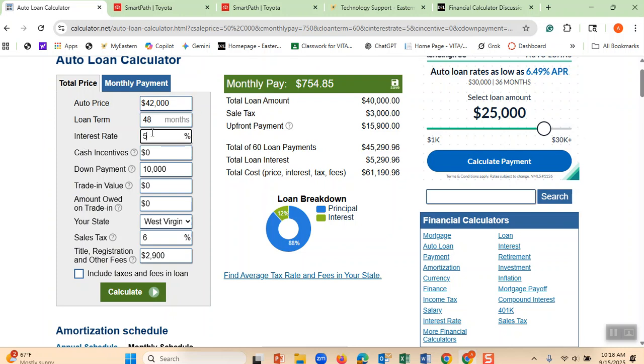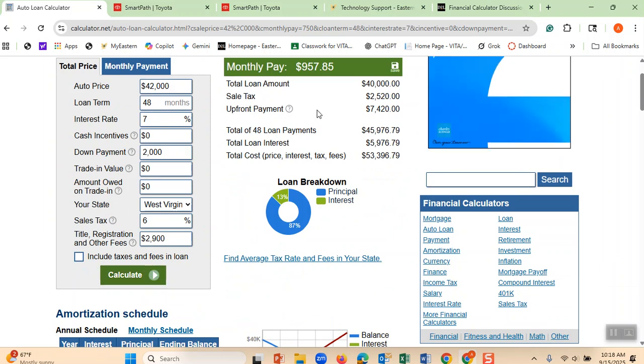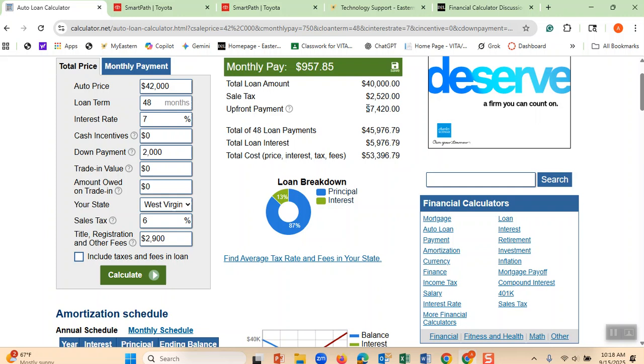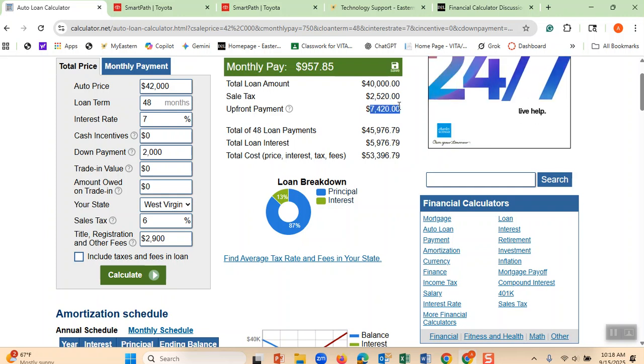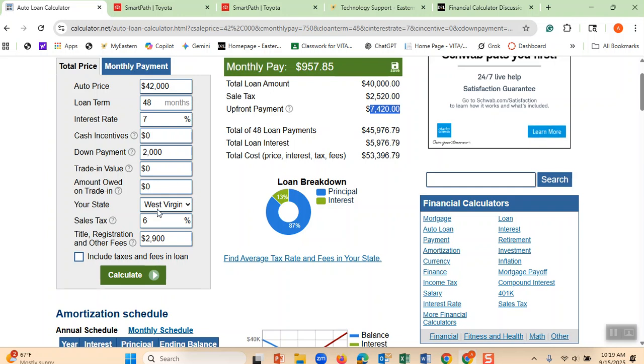The interest rate, the dealer tells you it is 7%. I put 7%. The down payment, you don't have 10,000. You only have 2,000. And now you say to calculate, and I click calculate, and here it is. But still, do you see, upfront payment is $7,000 you have to come up. Why? Because $2,000 is the down payment for the dealer, but you still have 6% taxes or also $2,900 fees.